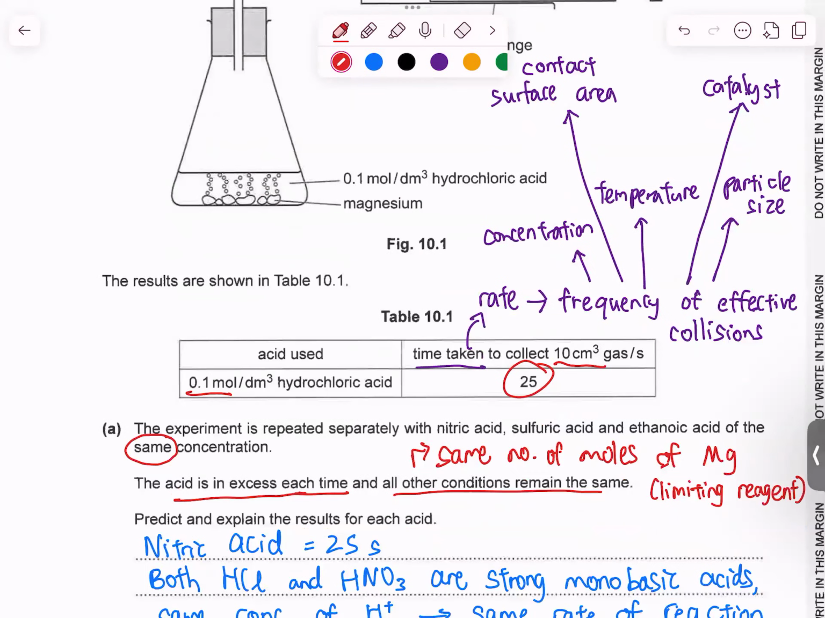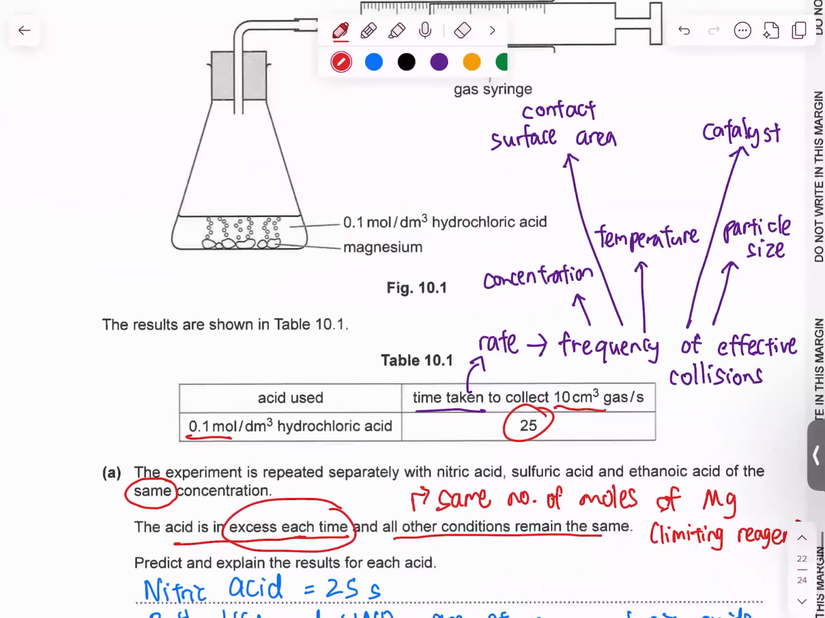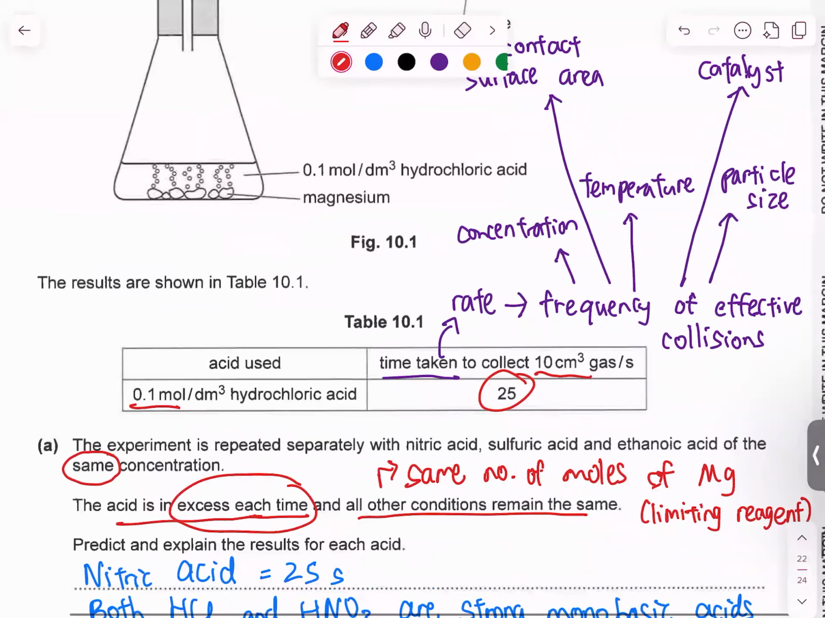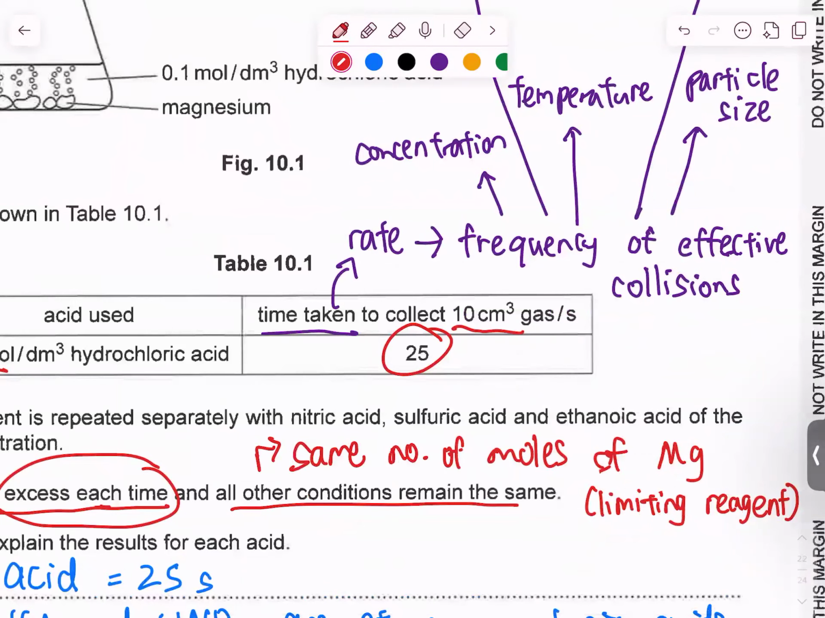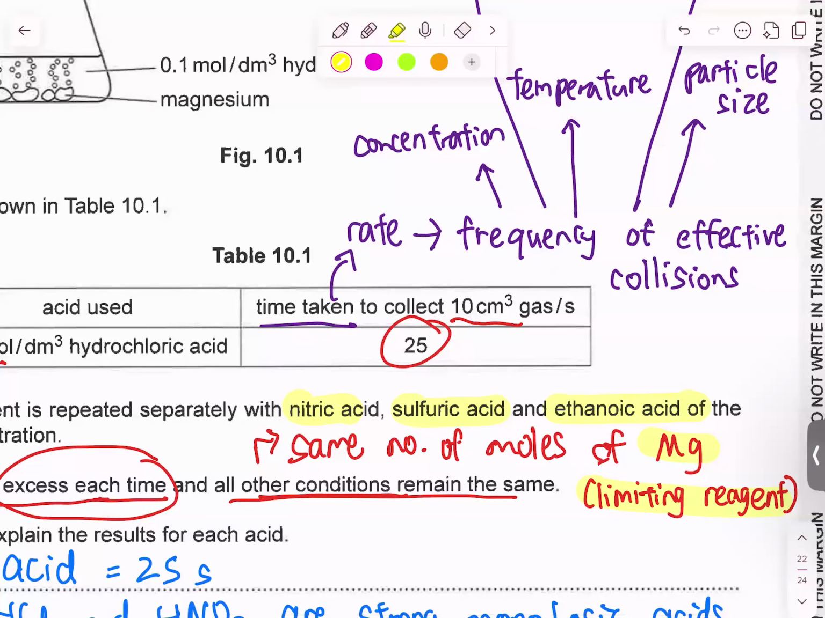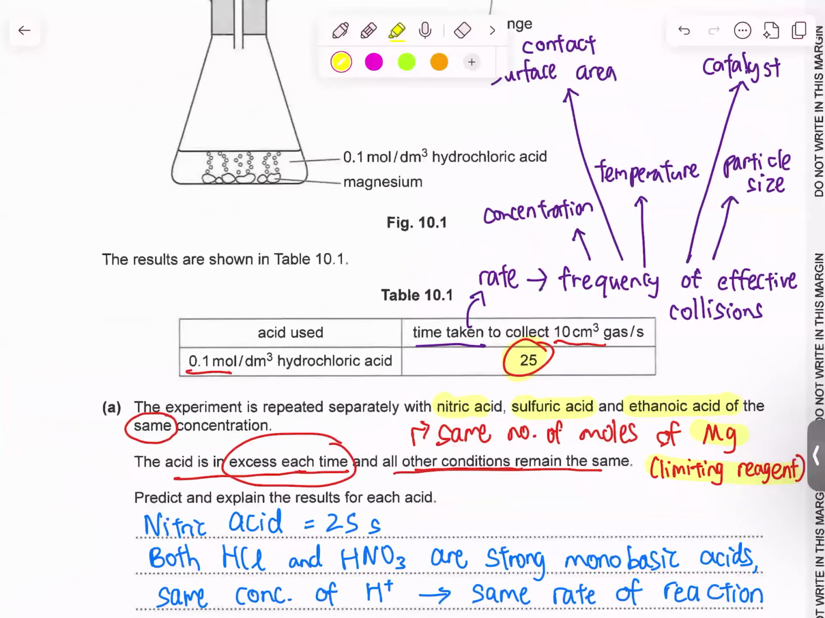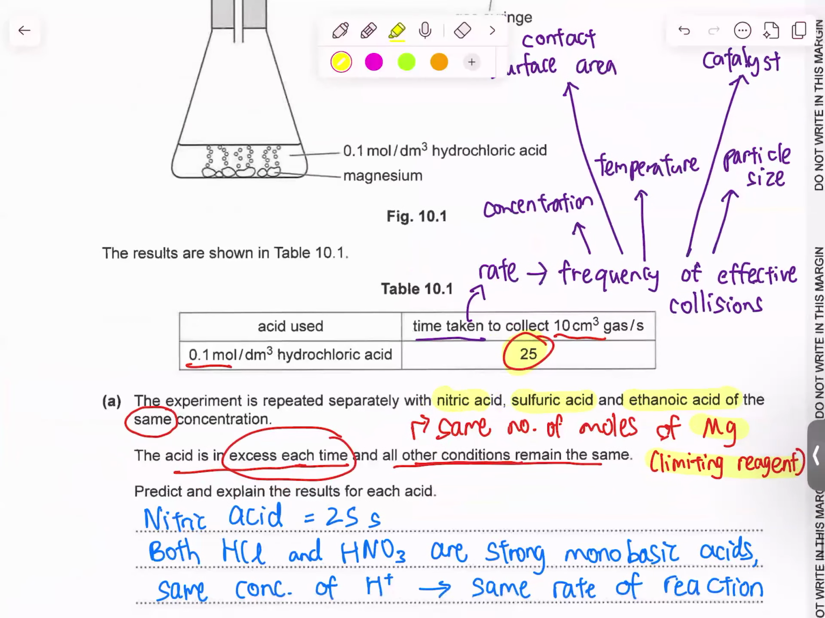Okay, part A says that the experiment is repeated with nitric acid, sulfuric acid, and ethanoic acid. The acid is in excess each time, which means on all occasions, magnesium is still the limiting reagent. Okay? And all other conditions remain the same. So it didn't say that the magnesium is changing, right? So all other conditions remain the same, which means the number of moles of magnesium, which is the limiting reagent, must be the same. So I don't need to worry about magnesium being a variable in my comparison. I just need to focus on the acids, right? How does the identity of the acid affect the time taken to collect 10 cm3 of gas? Predict and explain the results for each acid.